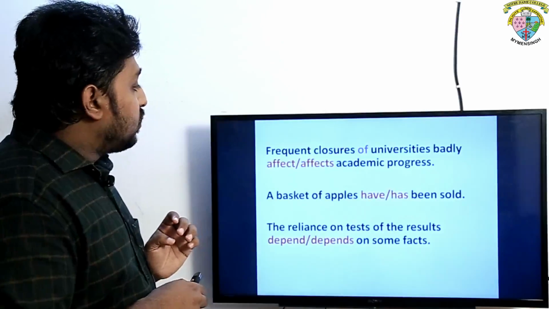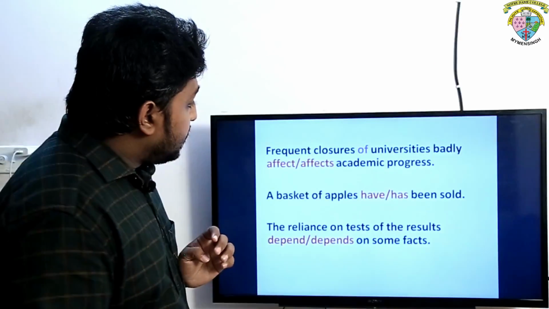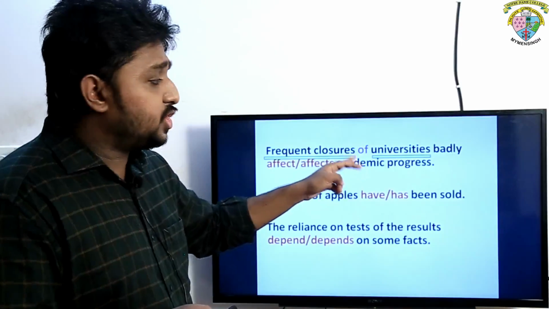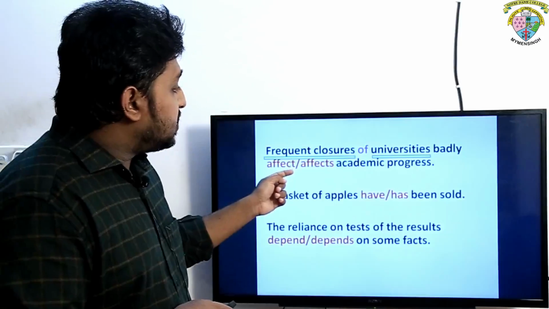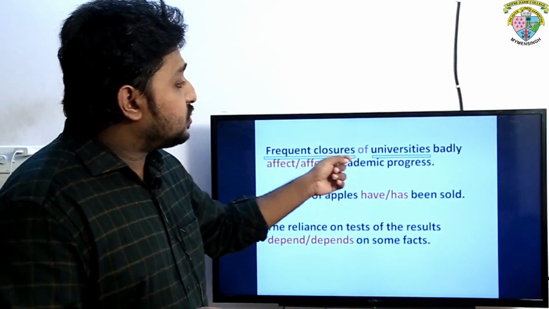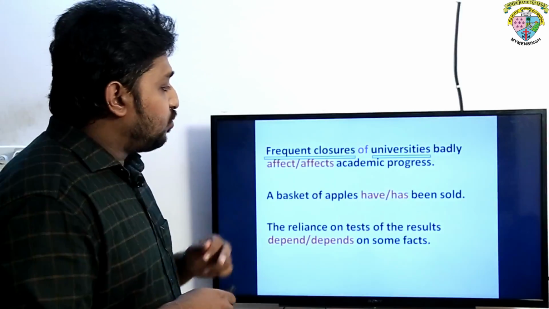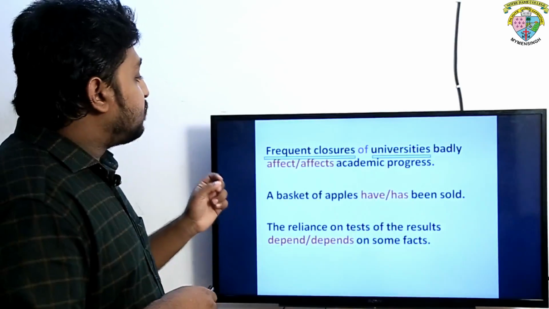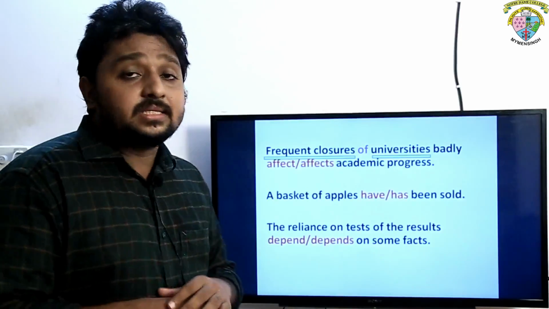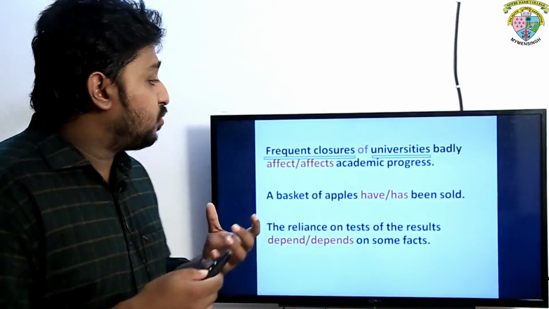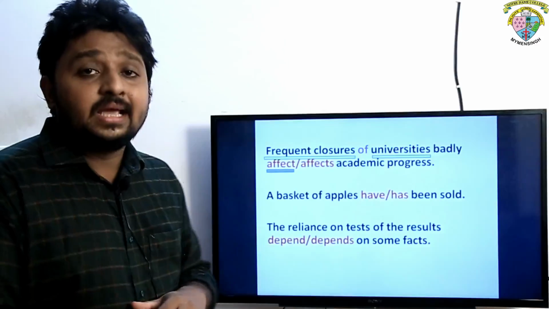Here in the first one, look at this. Here we can clearly see two subjects are connected with the preposition "of". So the first subject is frequent closures and the next one is universities. Here we have to select the first one, frequent closures, and it's a plural subject and it is going to take a plural verb. So the answer should be "affect".